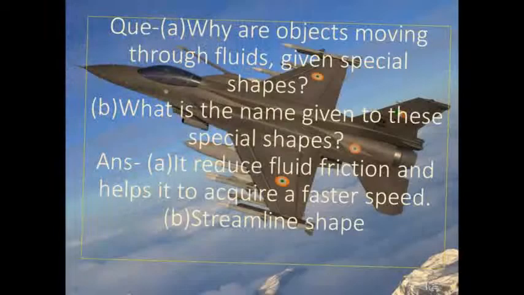We discuss the benefits of the streamlined body in the form of a question. Question, A part: why are the objects moving through the fluid given special shapes? B part: what is the name given to these special shaped bodies? Answer, A part: it reduces the fluid friction and helps it to acquire a faster speed. B part: a streamlined shape.